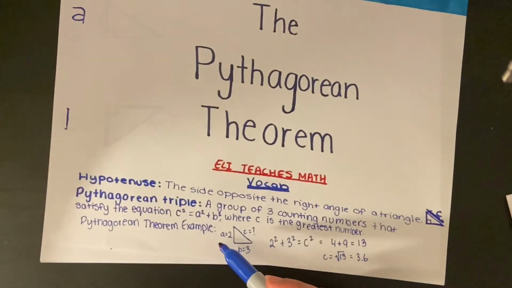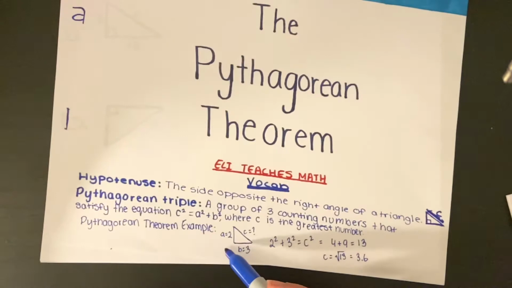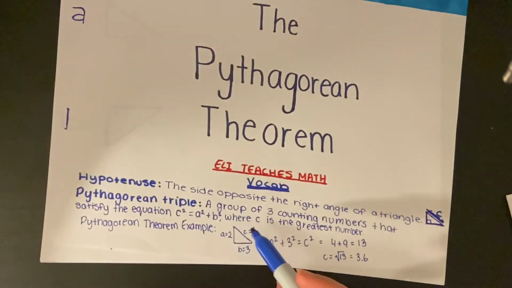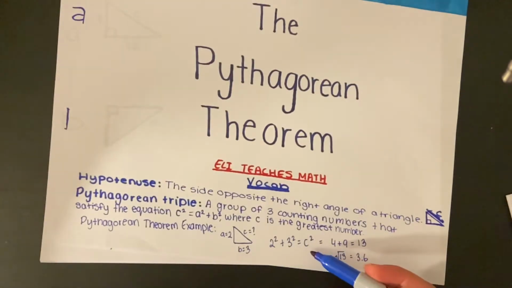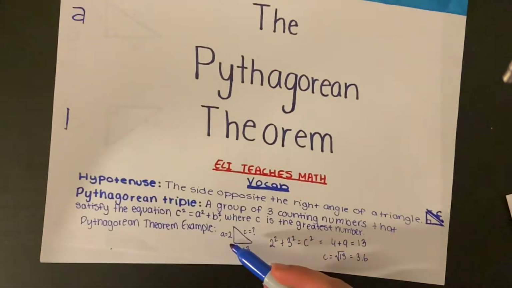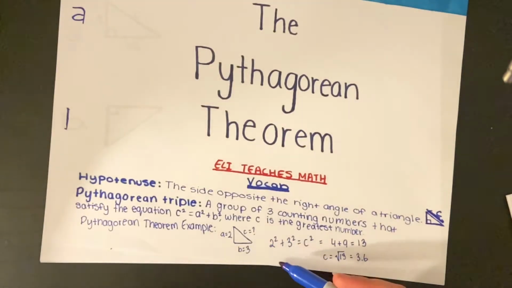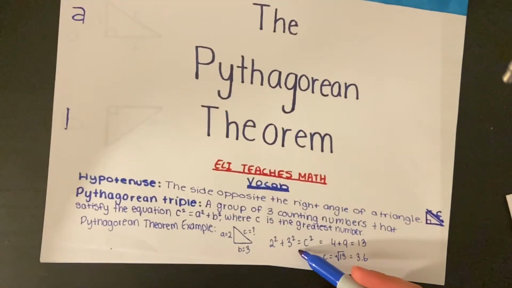So say we had a is equal to 2, so like this side would be equal to 2, and this side would be 3, that would be b. Then what does the hypotenuse, or c, equal? So then we'd square everything. A squared plus b squared equals c squared. So a would be 2, so we'd make this 2 squared, and then b is 3, so this would be 3 squared, and equals c squared.